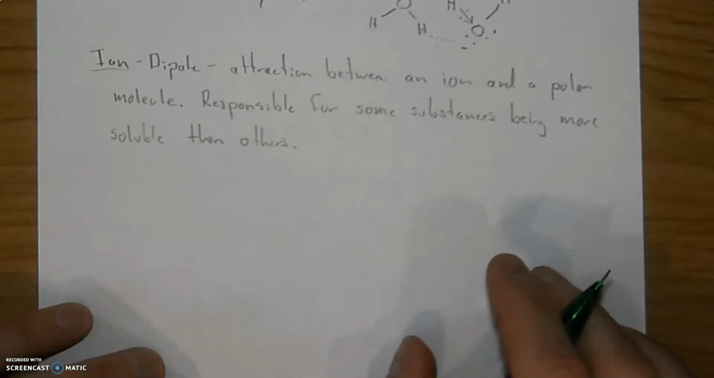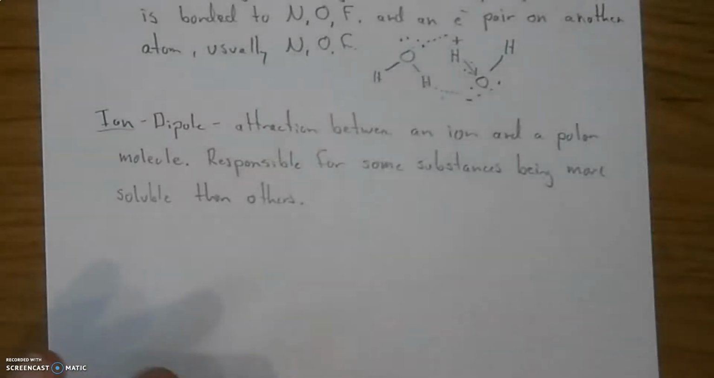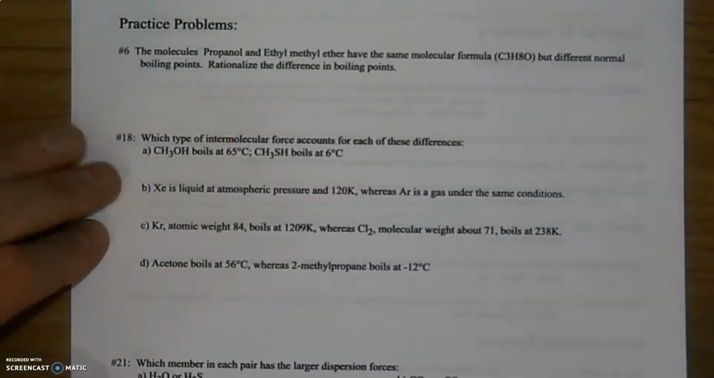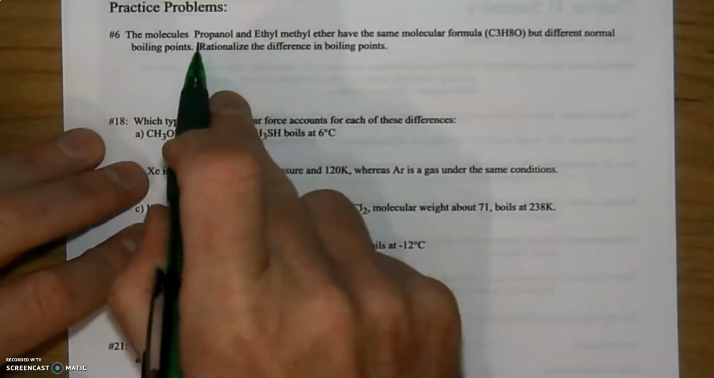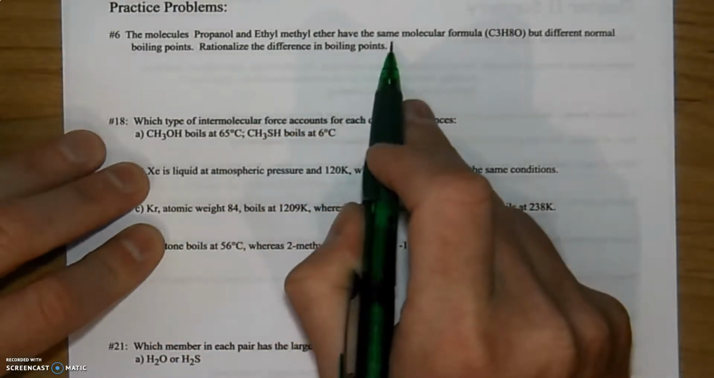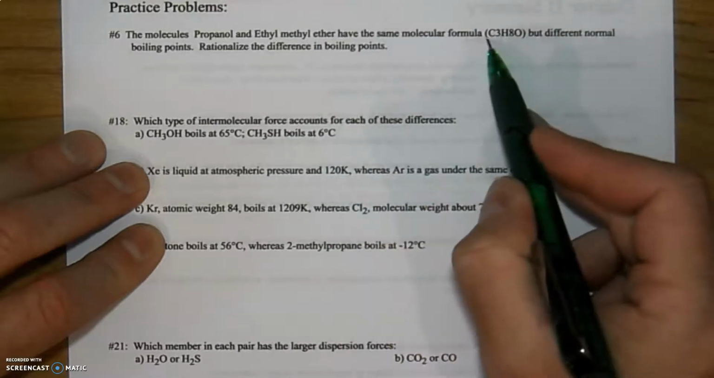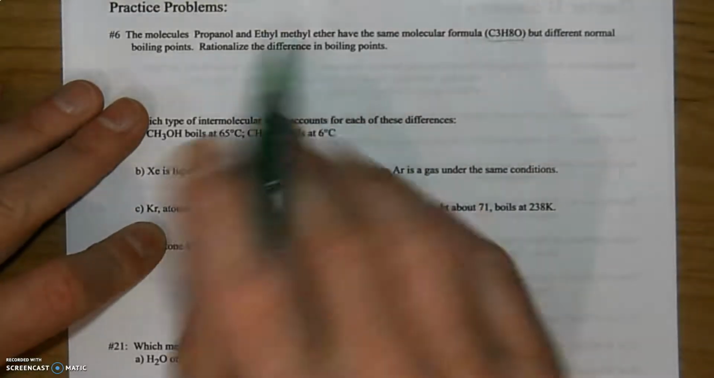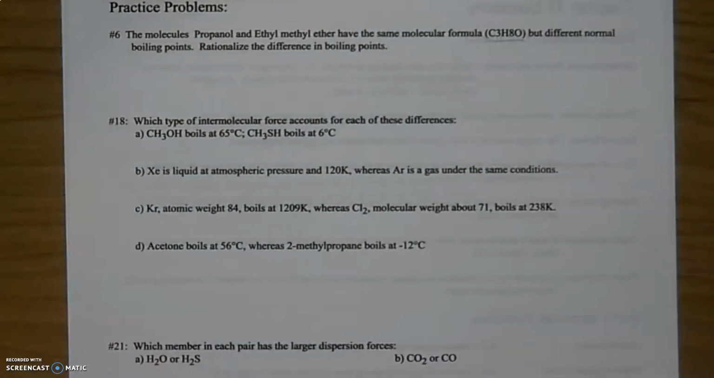Okay, let's bounce over and do a couple of homework problems in your homework packet. So we will start off with number 6. The molecules propanol and ethyl methyl ether have the same molecular formula. So they have all the same stuff in their formula, but they have different normal boiling points. Let's rationalize the differences. I'm not going to ask you to know what those things are, but we'll just go ahead and put them together.